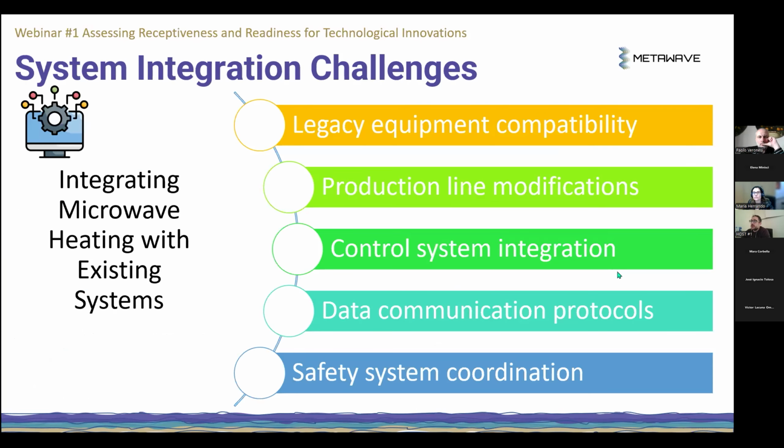System integration in relation to integration of microwave heating with existing systems refers to the legacy equipment compatibility, whether there should be a modification within the production line, if there is a control system to be integrated, and how the data communication protocols will be affected, as well as the safety system to be coordinated.